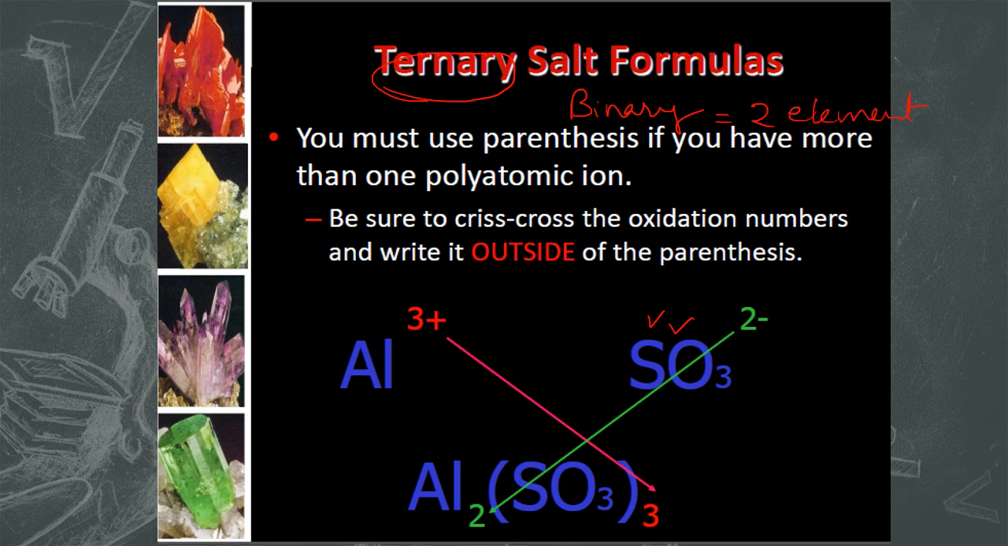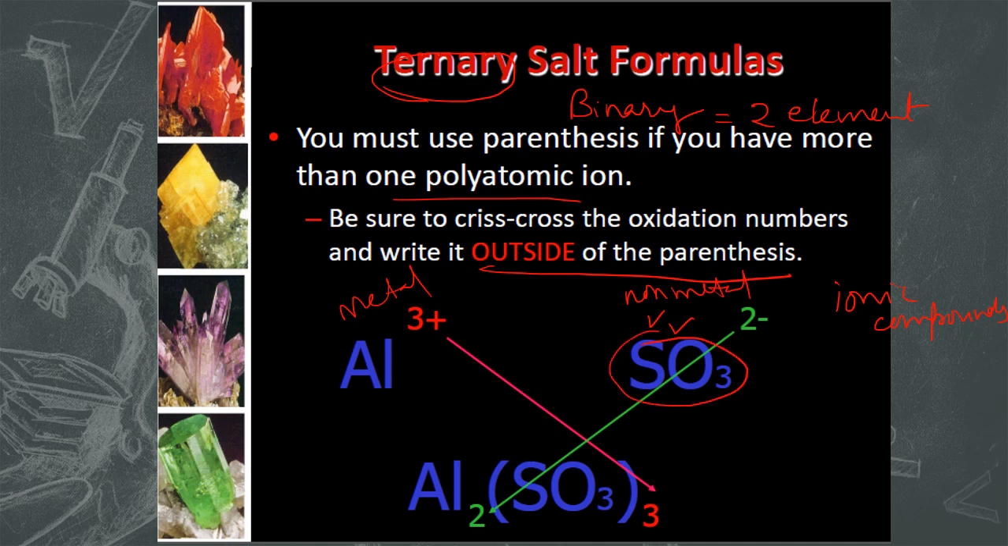Okay, so when you write that one, you must use parentheses if you have more than one polyatomic ion. So be sure to crisscross the oxidation numbers and write it outside of the parentheses. Here, aluminum is a metal, and this is a non-metal. So as such, the compound is an ionic compound, and we will follow the rules for naming ionic compounds. The only difference is we are using a polyatomic ion here. So we will always take it together. SO3 is always together.